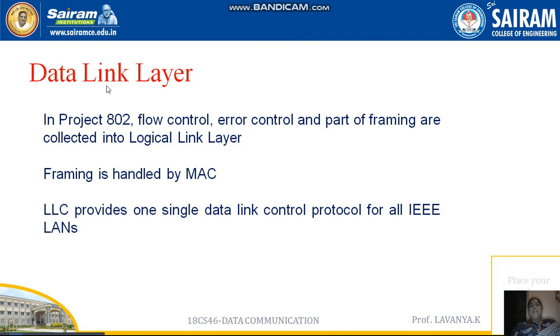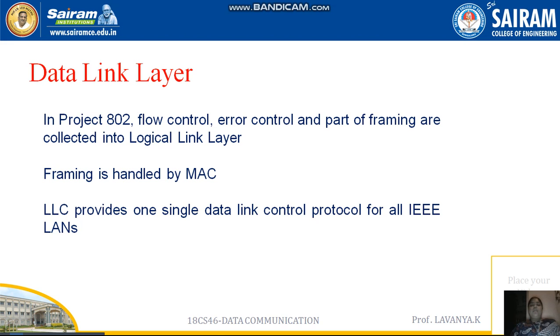The next one is the data link layer. The data link layer in the project 802 is going to use flow control and error control. These are all part of the framing. The framing is going to collect the logical address of that particular link into a logical link layer, so that it can easily access the particular information at the destination site.